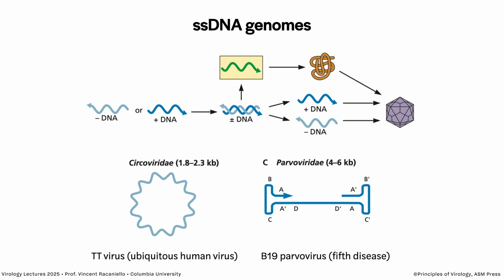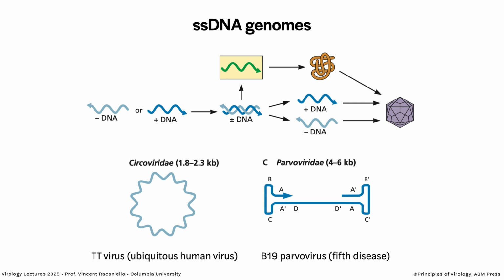Single-stranded DNA genomes. Lots of viruses look like this. We have ones with circular single-stranded DNA, like these Circoviridae that I say infect all of us. One of them is called TT virus. It's, again, a ubiquitous human virus of apparently no consequence.